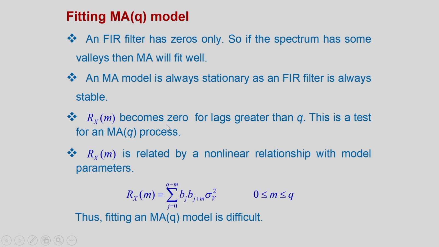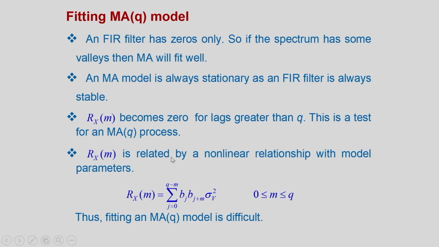Rx(m) becomes 0 for lags greater than q. This is a test for an MA(q) process. Suppose in an MA(q) process, if we plot the autocorrelation function, after some lag, this autocorrelation function will drop down to 0, and that point is the order of the MA(q) process.